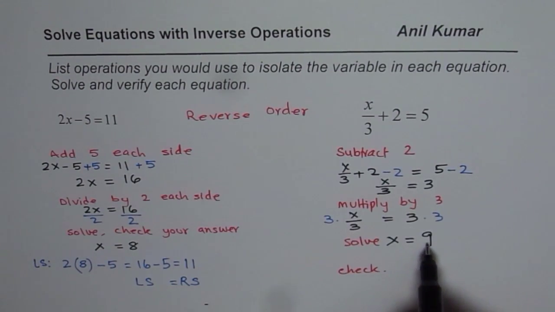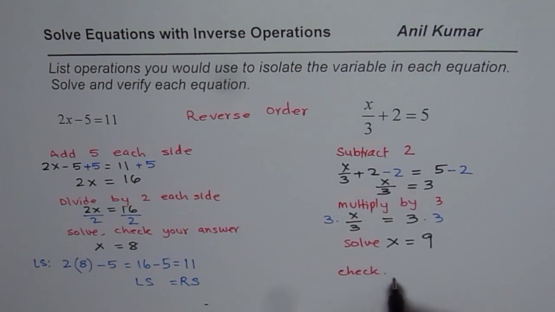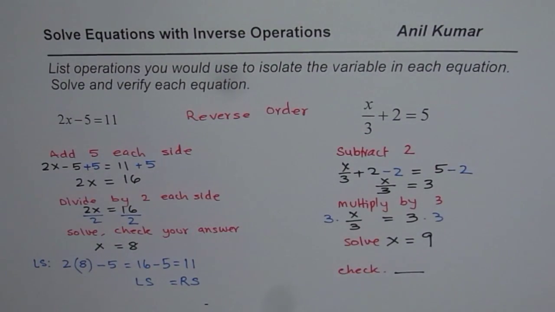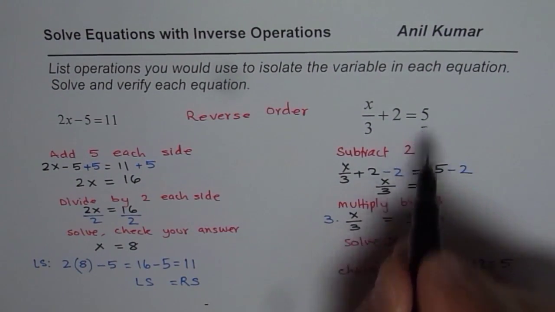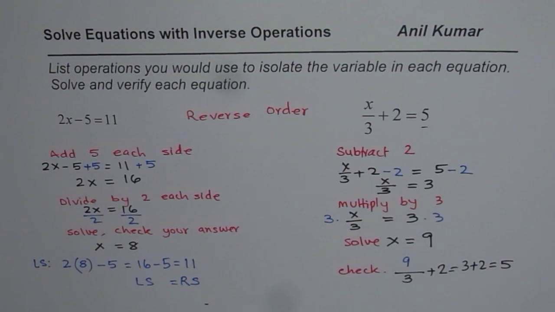Once you get the value of x, you should check your result, right? So we'll substitute 9 for x. We have our equation as 9 over 3 plus 2. Now 9 divided by 3 is 3. 3 plus 2 is 5. So we get 3 plus 2, which is 5. As you can see, 5 is the right side. So by substituting the value which we solved, we do get left side equals right side, and therefore the solution is also correct.